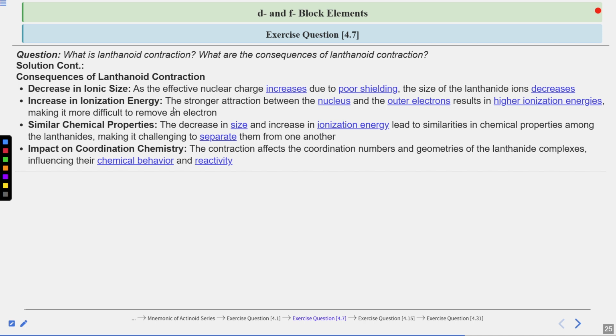which is going to influence their chemical behavior and reactivity. Because bonding is affected and the geometry is affected, the chemical behavior and reactivity will be affected for the coordination chemistry of lanthanoid complexes. So these are the consequences of lanthanoid contraction in the lanthanoid series elements.